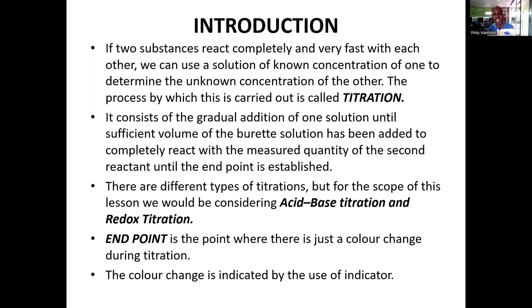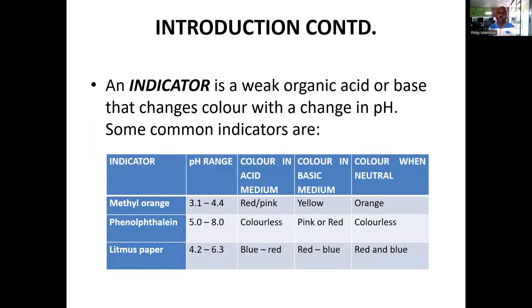There are two types of titration we'll be considering at this level, but for the scope of this lesson, we'll be looking at acid-base titration and redox titration. Earlier, I said endpoint is the point where there's just a color change during an acid-base titration. The color change is indicated by the use of an indicator. I'm sure that some of you are already asking, what is an indicator?